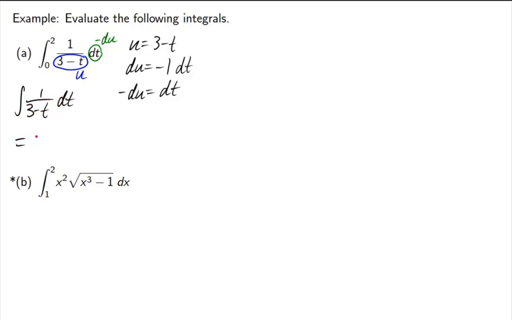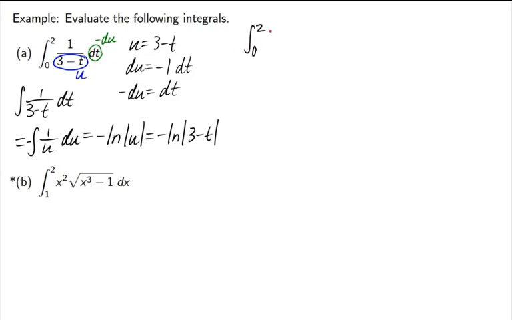this becomes the integral with a negative in front of 1 over u du. Notice I brought the negative to the front of the integral. That gives me the negative natural log of the absolute value of u, which I won't bother with the plus c. I get the negative natural log of the absolute value of 3 minus t. Now let's go back to the original integral. For the original integral, it was 1 over 3 minus t dt.